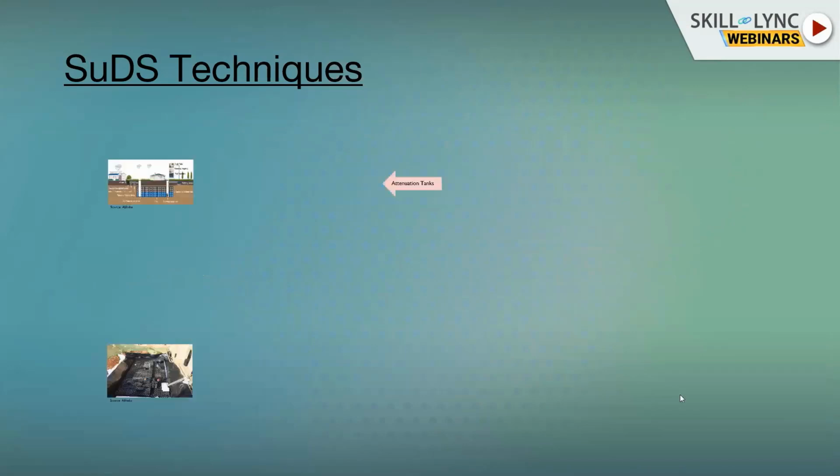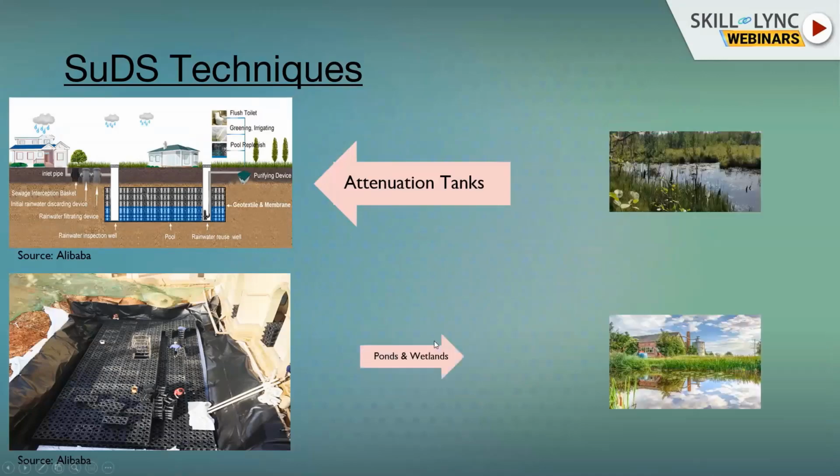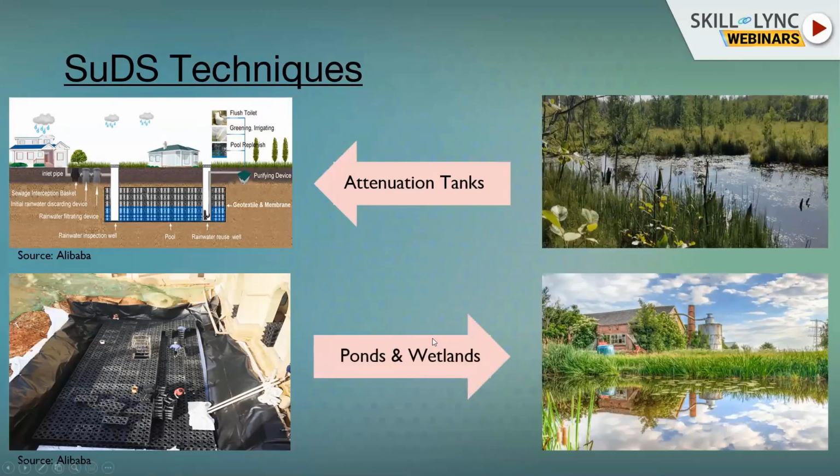You see that water is falling and it is percolating through this concrete. Moving on, the next technique is the attenuation tank. I think you remember when we were discussing those graphs, I used the word attenuation. It's basically reducing the peak flow. To reduce it, we need some storage tanks or some kind of storage.